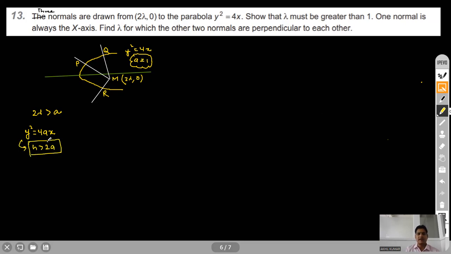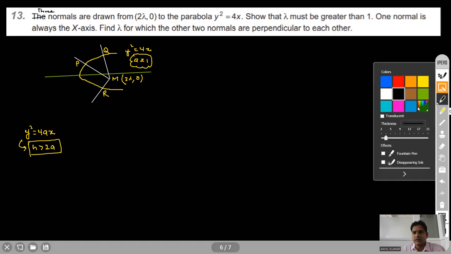Okay. Means the x coordinate of this point m. So not this thing. This h must be greater than 2a. Basically, what is h in this case? H is equal to 2 lambda here. Okay. H is equal to 2 lambda.